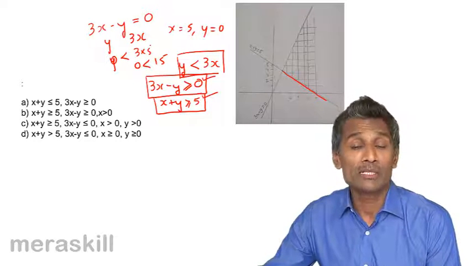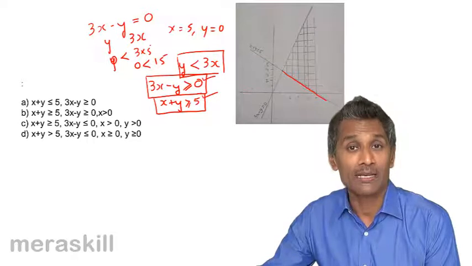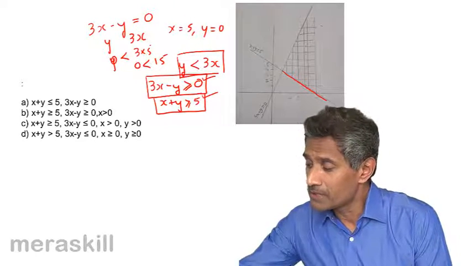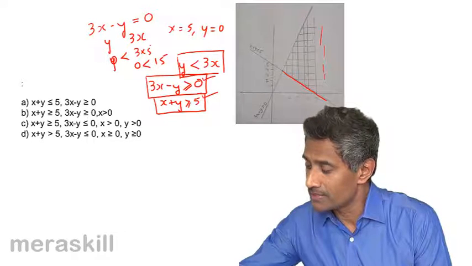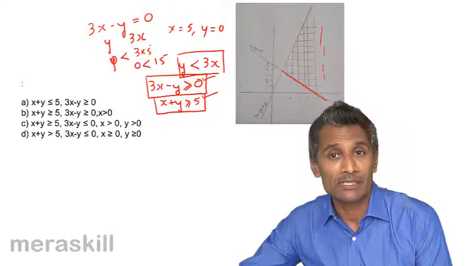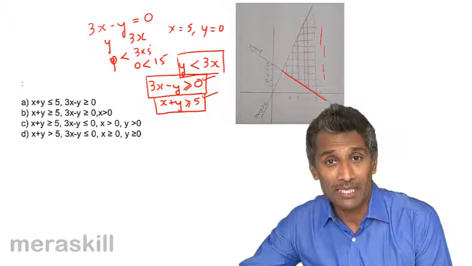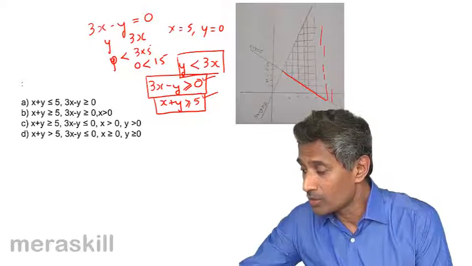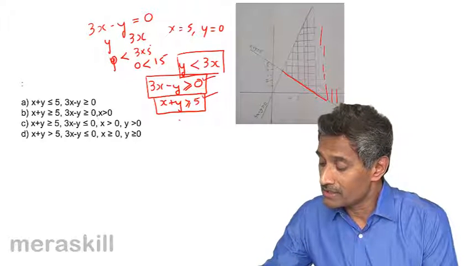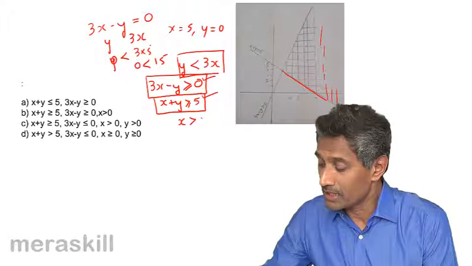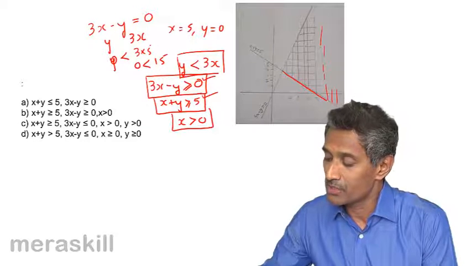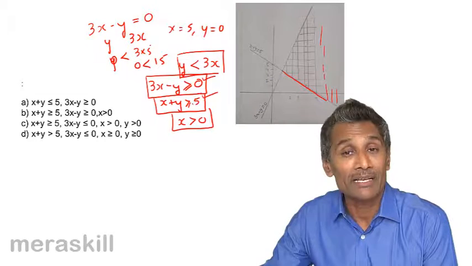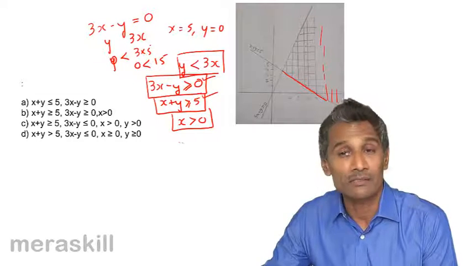Now look at what is the relationship between x and y in terms of signs. In this particular region, x has to be greater than 0. We have to mention that y can be negative, because this region is going below the axis. So it has to be clearly mentioned that x is greater than 0. So it's a combination of 3x minus y greater than or equal to 0, x plus y greater than or equal to 5, and x is greater than 0.